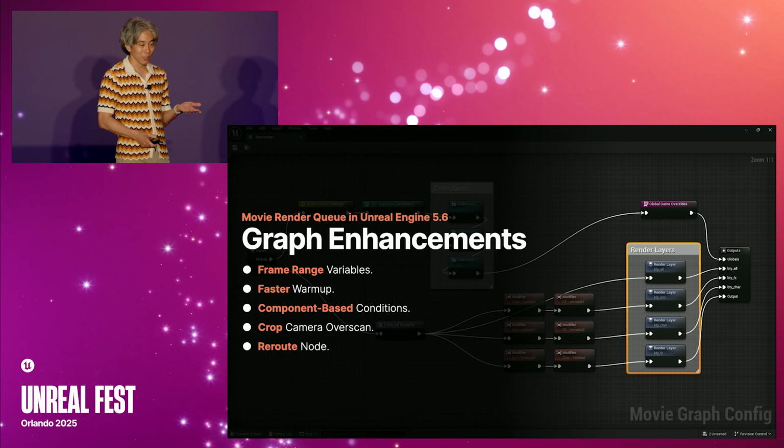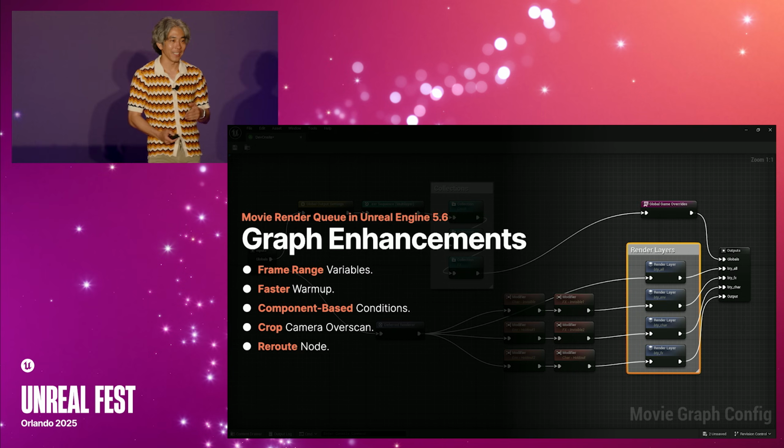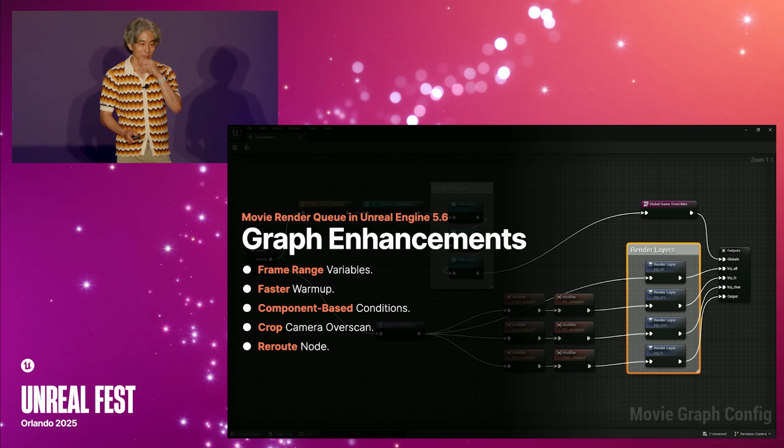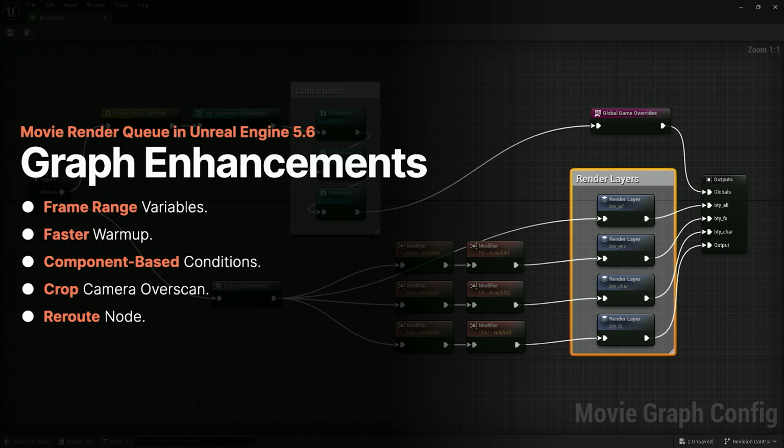We have a reroute node, which I never knew I missed until I started making these graphs and helping people make them. There's a reroute node that now works exactly like it does in blueprints, so that you can arrange your graphs more neatly so that they're more readable.